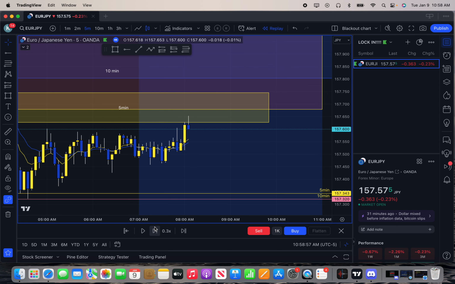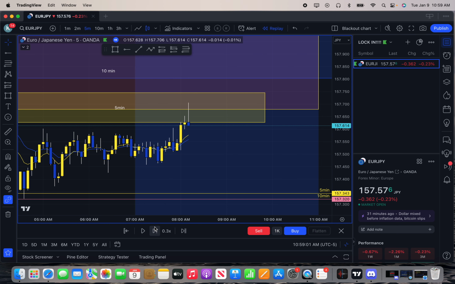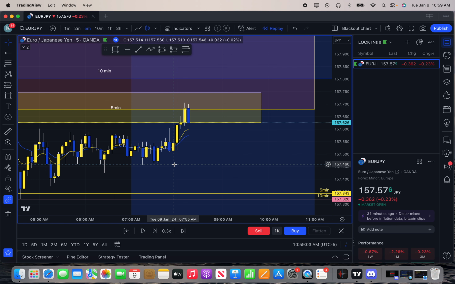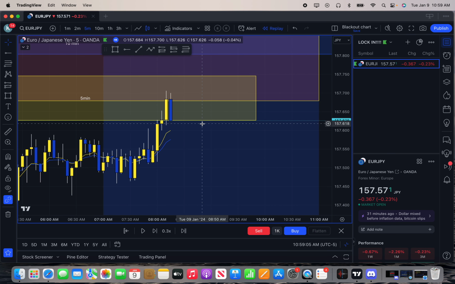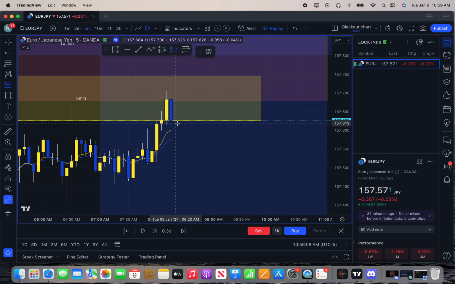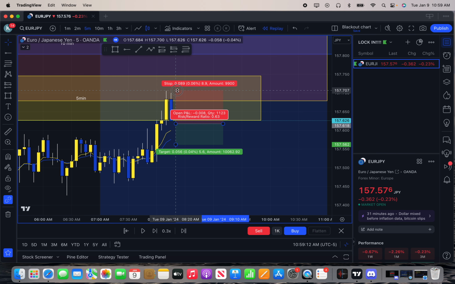Boom. Price is pushed within our zone. Let's see if we get a confirmation. Nope. Perfect. So we get a sell confirmation right here. Pull it down a little. Stop loss is about 9 pips.